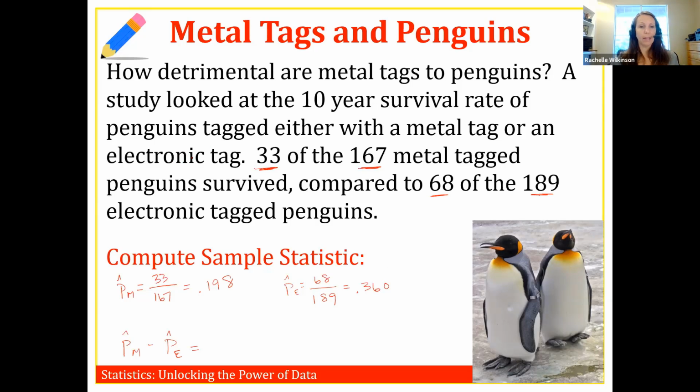Okay, so now I have my P hat M and my P hat E, so I can subtract those. I'm going to get 0.198 minus 0.360, which gives me negative 0.162. So negative 0.162 is the value of my sample statistic right here. And of course, the correct notation is this part here, the P hat M minus P hat E.